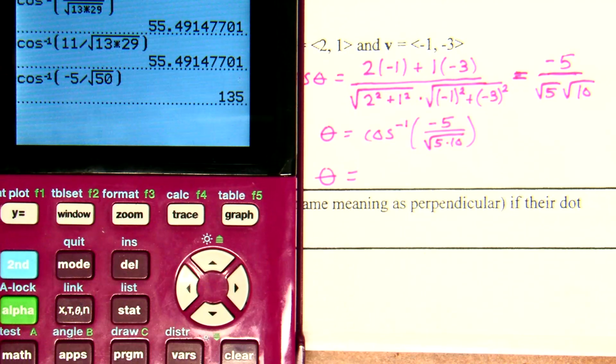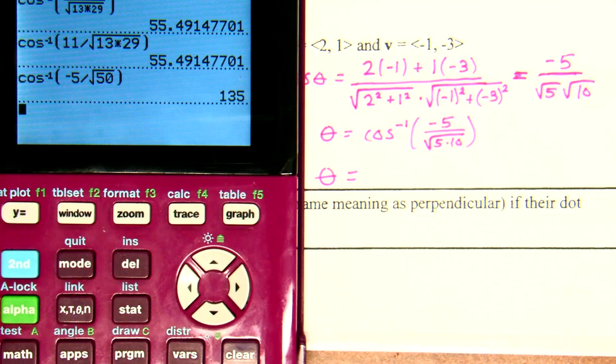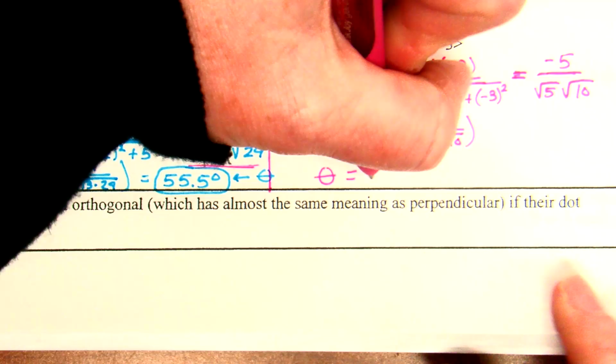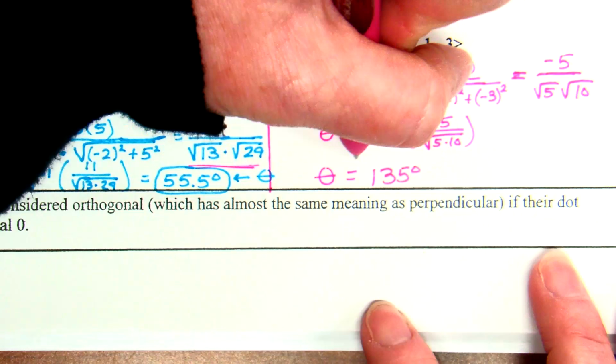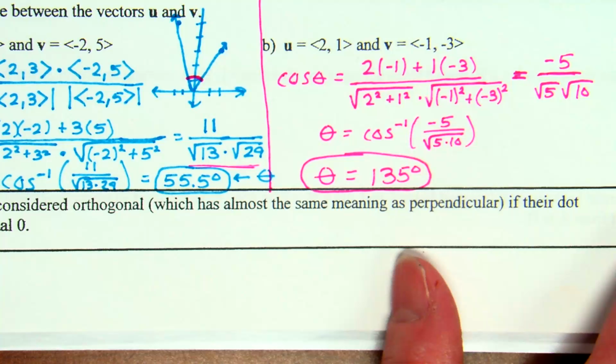Did you get my answer? The morning class was a little concerned because it was a whole number. But that's possible, guys, okay? It happens to be 135 degrees. What? I said orthogonal. I was just reading the next word. Oh, I'll get there in a moment.